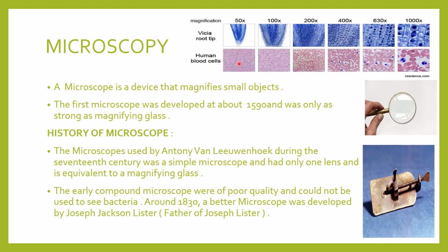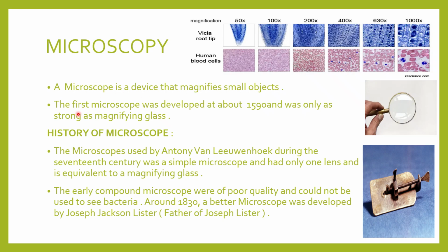There is another example here. This is an image of a human blood cell. At 50x you cannot see the shape of the cell, you can just see that there is something. When you double it to 100x, you can see a little better. This is 200x, 400x, 630x. Again at 1000x you can see the shape and structure of the cell very clearly. So this is the difference, and this is what is called magnification.